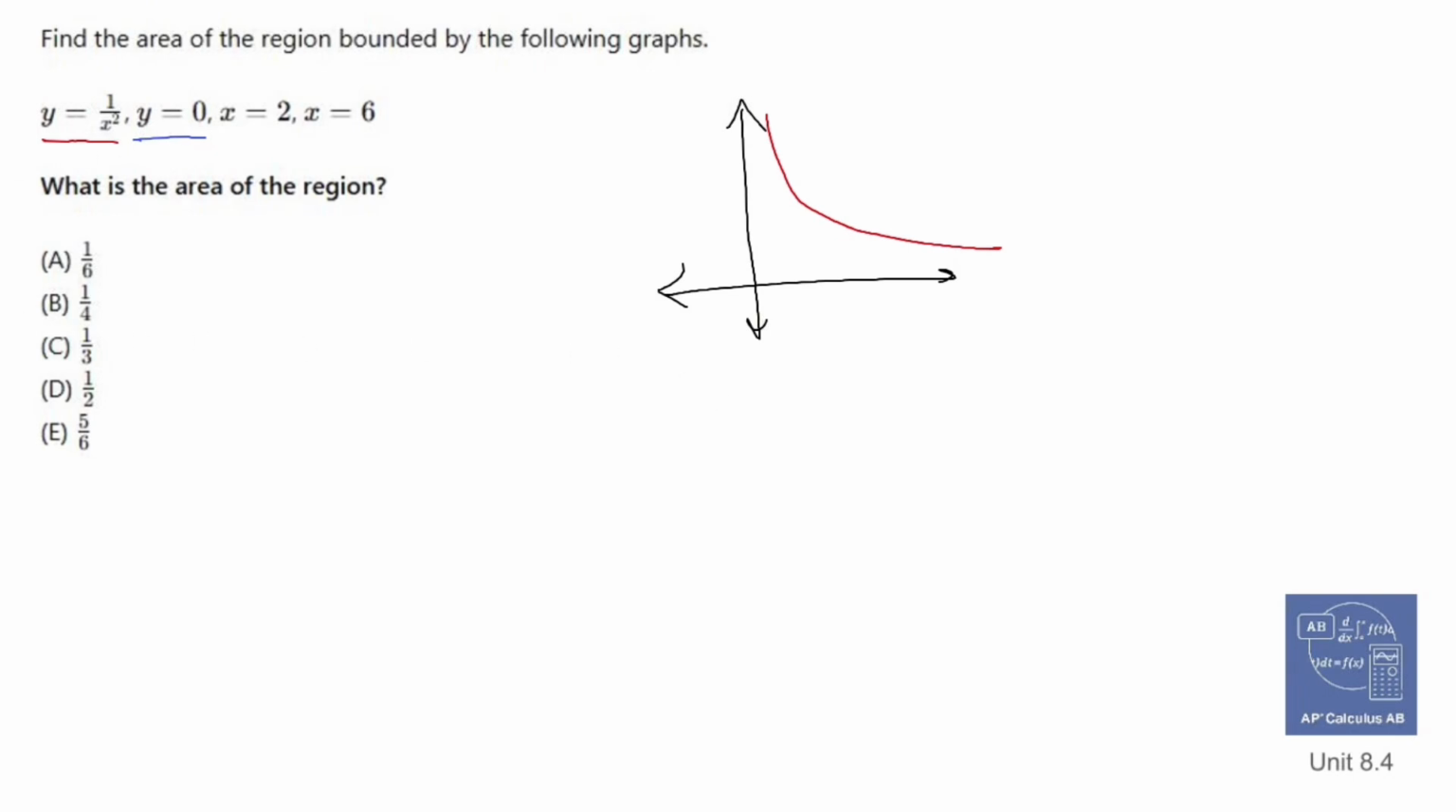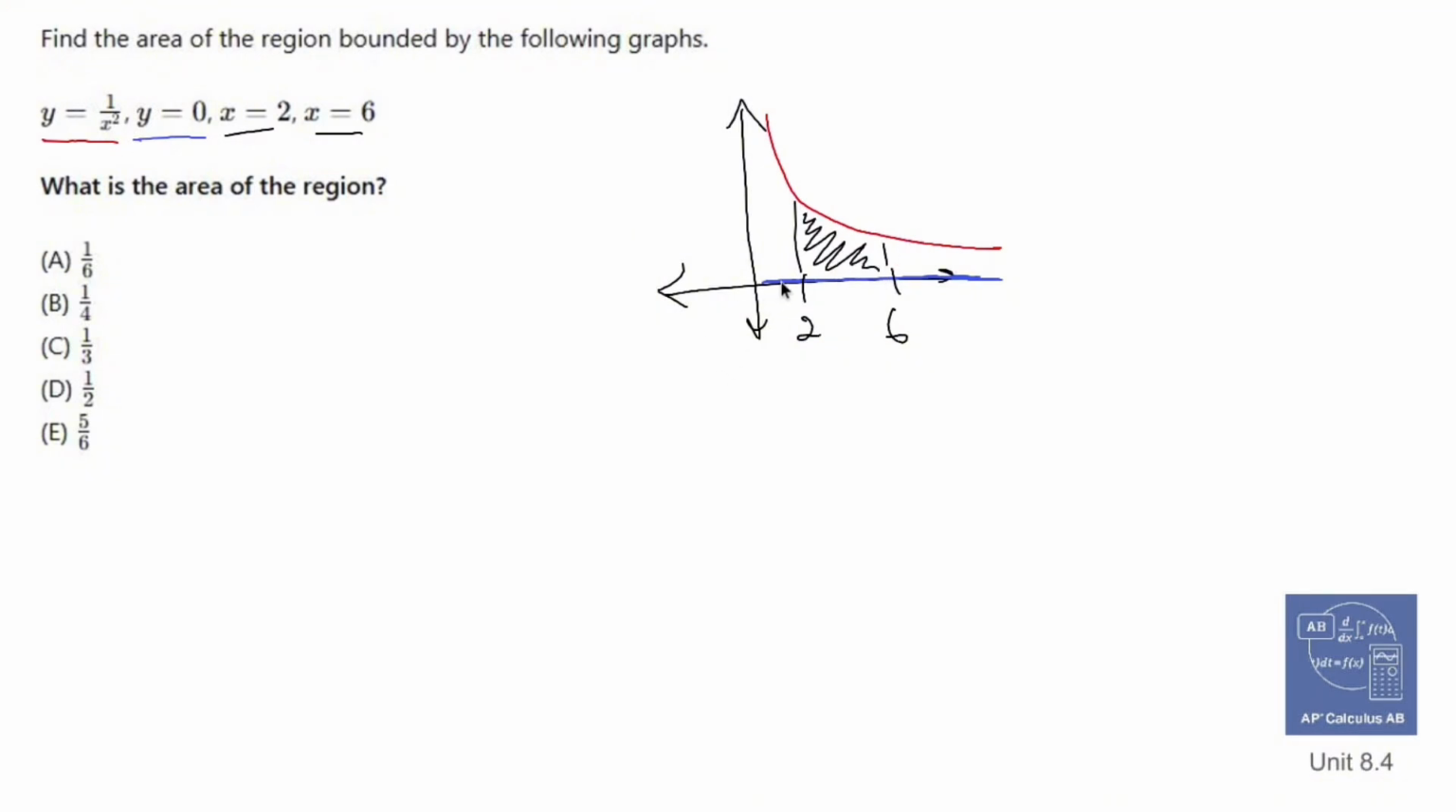You have y equals 0, which is just the x-axis, just the formula for the x-axis, nothing fancy. Now, by putting this at x equals 2 and x equals 6, we care about the area between 2 and 6, whatever that might look like. So we're looking at something that looks a little something like that.